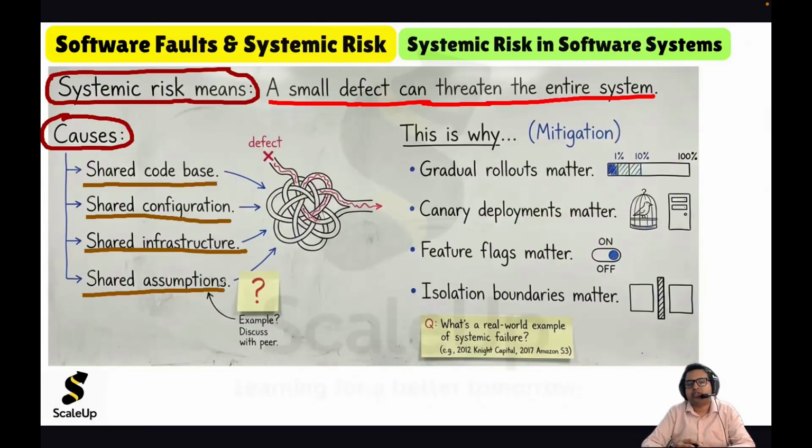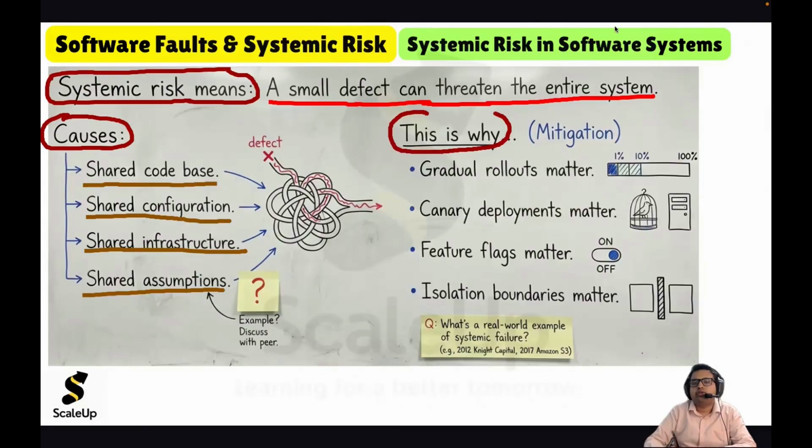So these are some very common causes of systemic risk, wherein a small defect can lead to system collapse. A small wrong assumption, a small misconfiguration, a very small bug in the code might lead to the system collapse. And what are the mitigation strategies, like how can we avoid systemic risk?